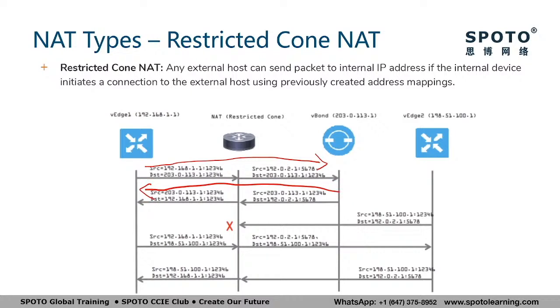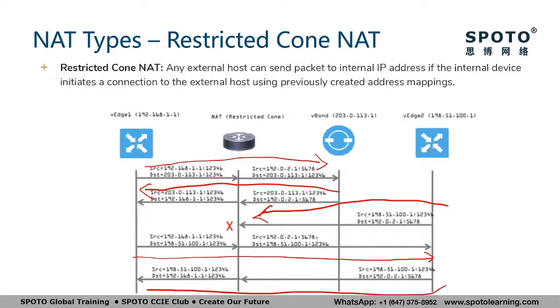The address mapping has been created. Then the external device is not able to talk to the internal device directly unless the internal device initiates the conversation first. Then it will receive the reply, and the reply will be allowed. This is like stateful firewall inspection. This is called restricted cone NAT.